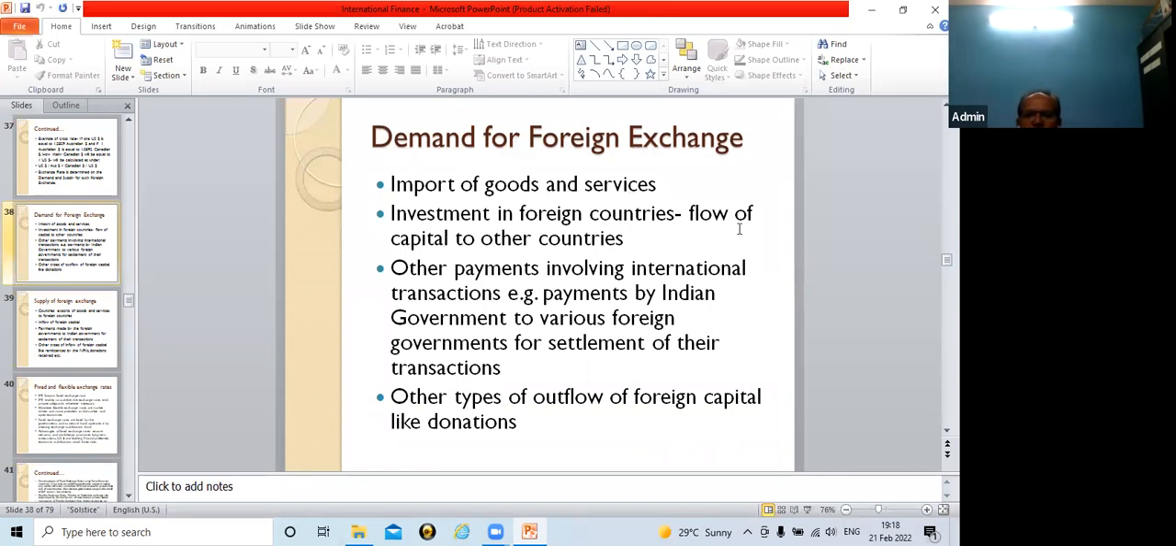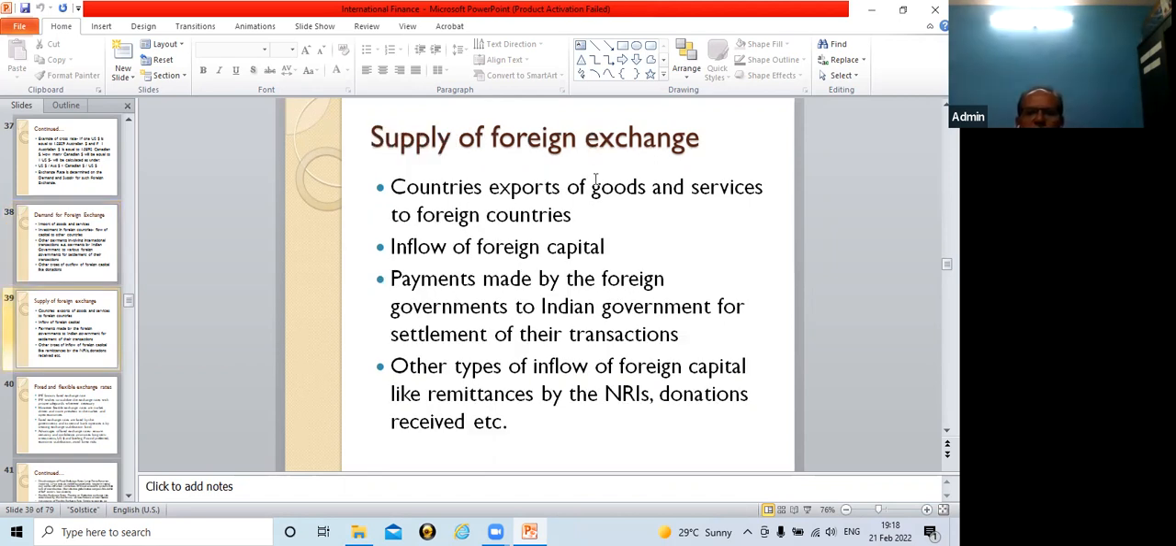Then investment in foreign countries. Other payments involving international transaction, that is payments by Indian government to various foreign governments for settlement of their transaction. Then the next one is other types of outflow, like say foreign capital, like donation. Many times donations are given. So in that case also we need foreign exchange. Then supply demand झाला. आता now the other side, supply of foreign exchange.